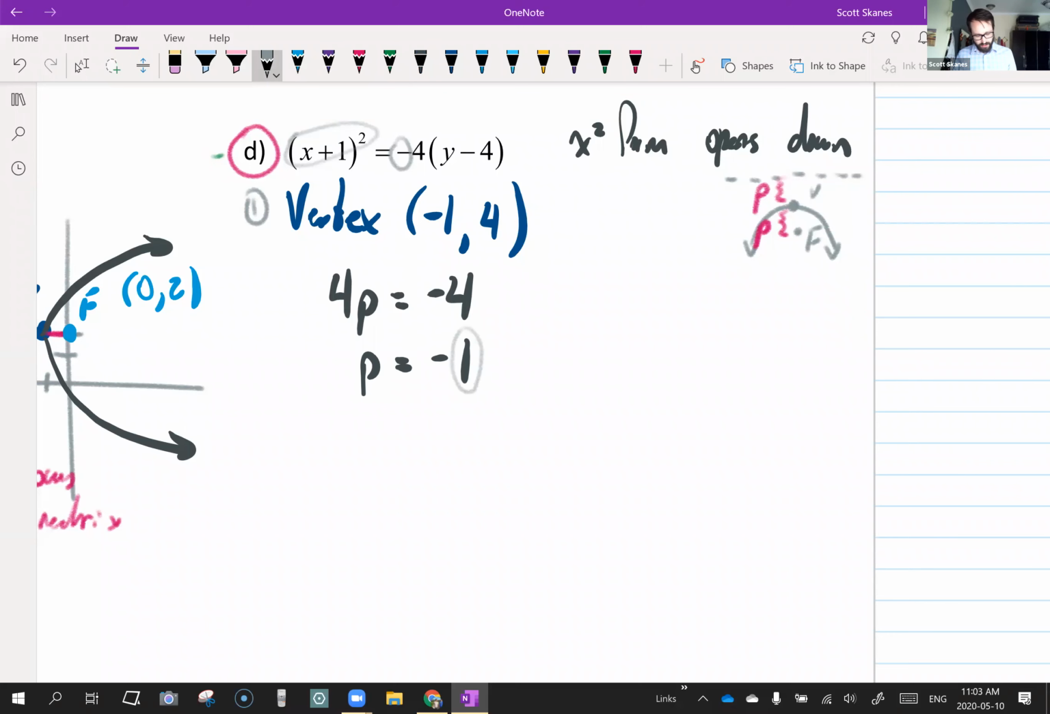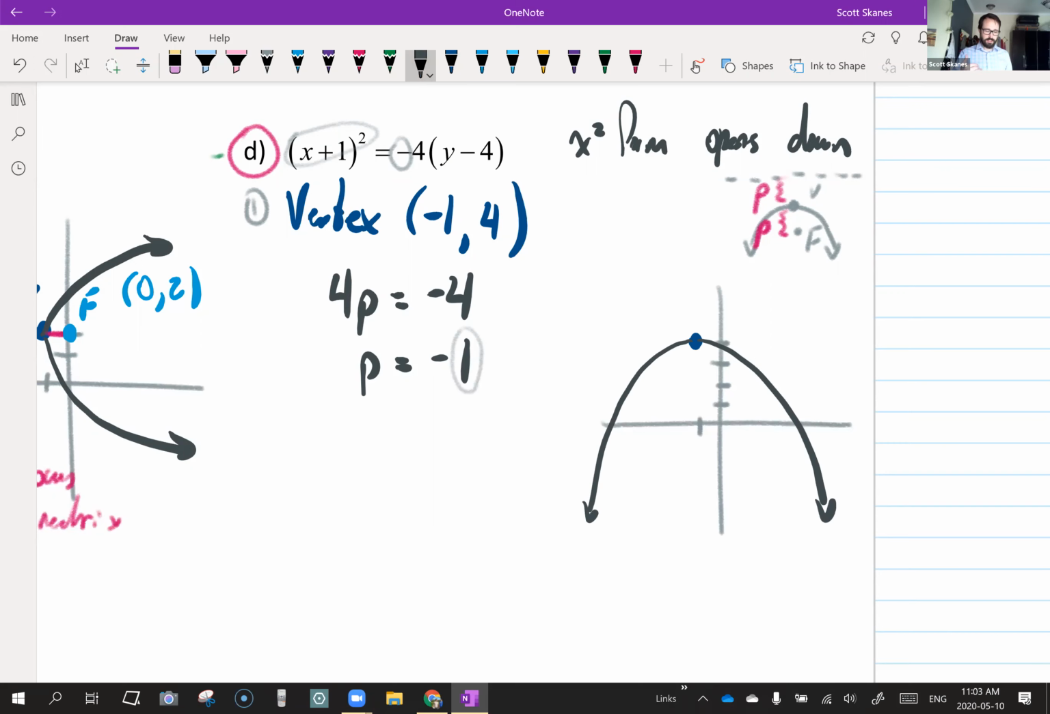So before I do anything else, I should probably start my sketch because a lot of this can be done just by the sketch. So -1 and 4. 1, 2, 3, 4. That'll be my vertex. I know it opens down, so I can just make a sketch of that.